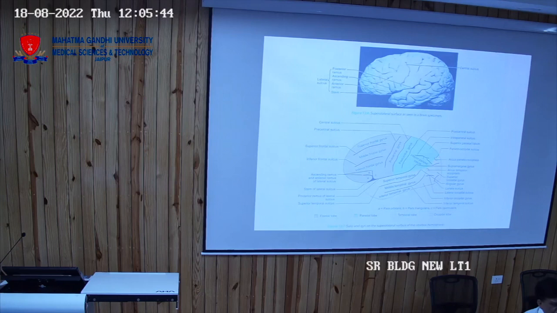Next point is that the cerebrum has a cavity. The cavity of the cerebrum is called the lateral ventricle. So both of the cerebral hemispheres have their own cavity, that is the lateral ventricle.